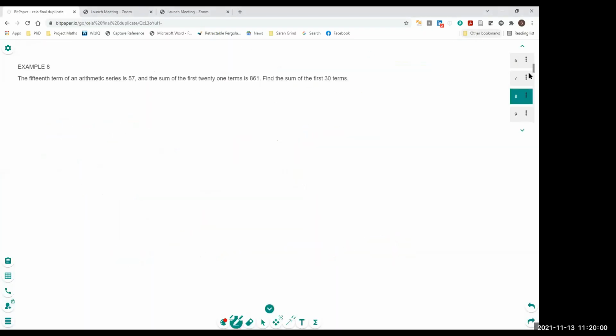Do another example based on that. Excuse me. So the 15th term of an arithmetic sequence is 57, and the sum of the first 21 terms is 861. Find the sum of the first 30 terms. So they've given us that T15 is equal to 57, and they've also given us that S21, the sum of 21 terms, is 861, and they want us to find the sum of the first 30 terms.